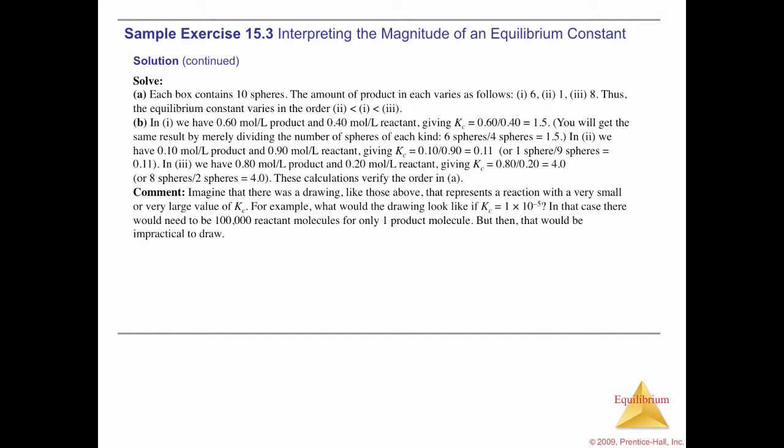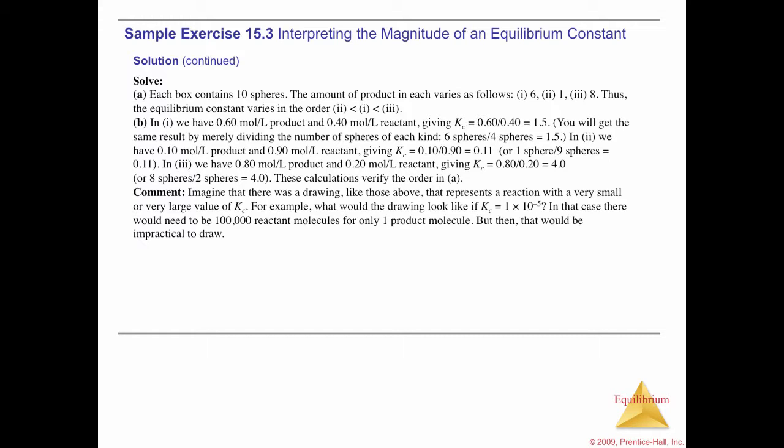In box 3, we have 0.8 mole per liter product and 0.2 mole per liter reactant, giving a K sub C value equal to 0.8 divided by 0.2, or 4. We get the same result by dividing 8 spheres by 2 spheres. Again, product divided by reactant. These calculations verify the order from part A.